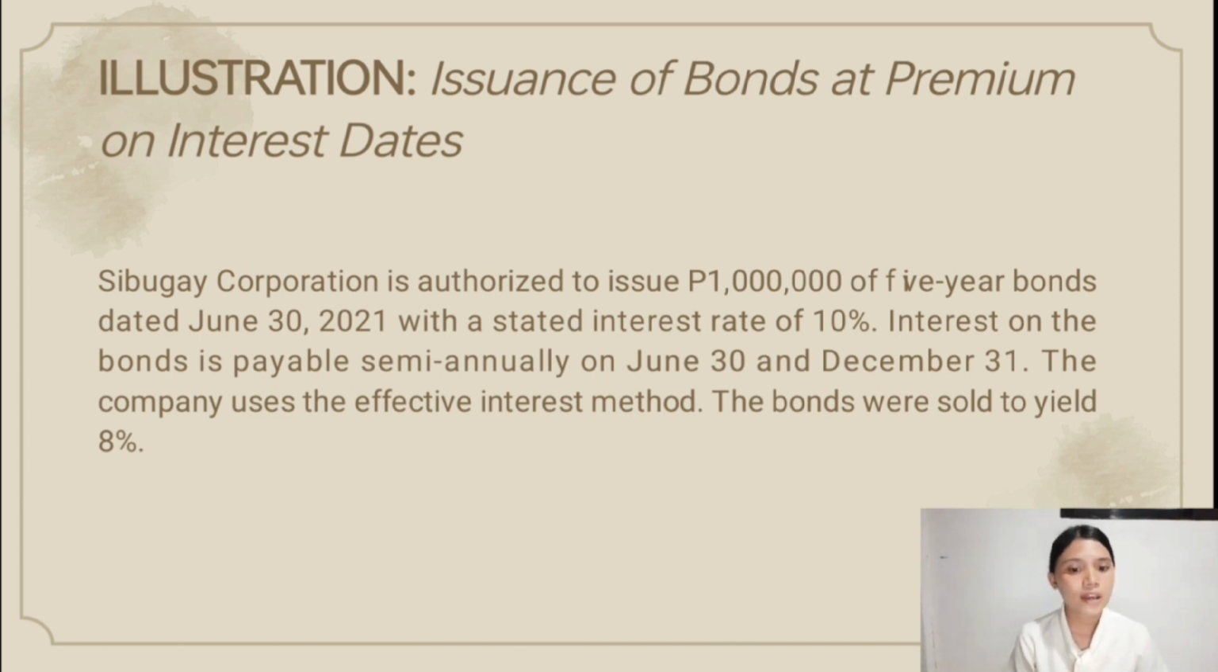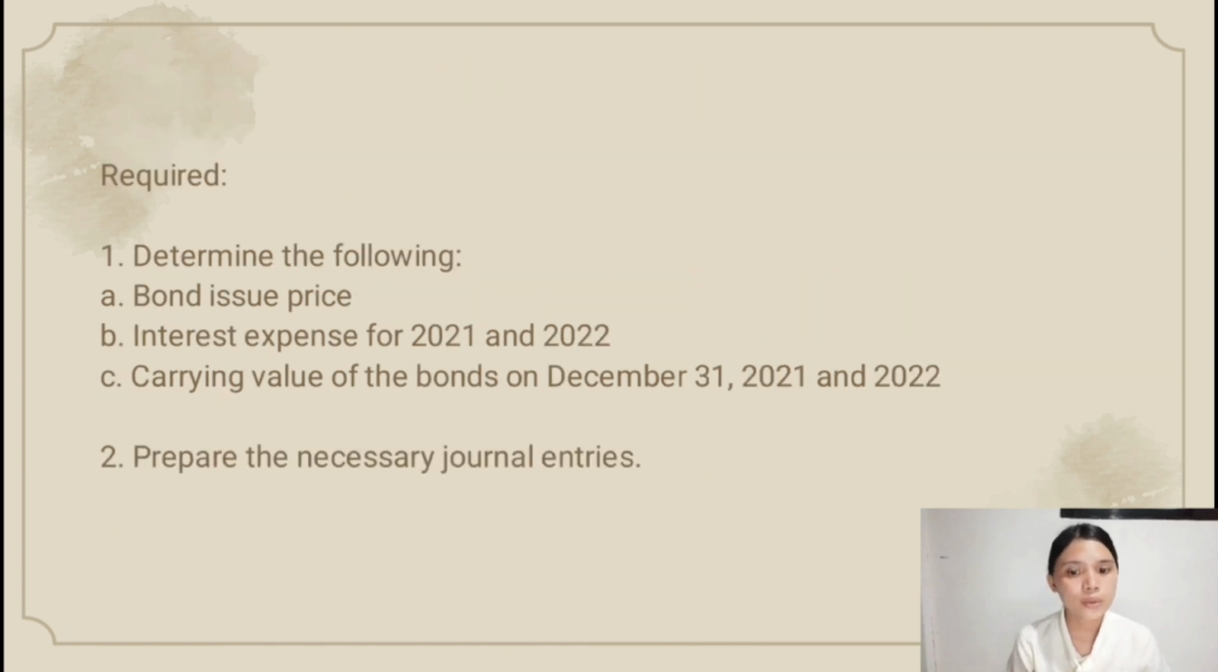So the company uses the effective interest method. The bonds were sold to yield 8%. So we are required to determine the following. First is the bond issue price. The second is the interest expense for 2021 and 2022.